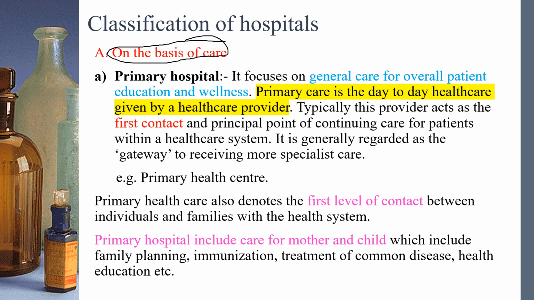If we see an example of a primary healthcare hospital, we must be very familiar with the PHC or the primary health center, which is there in every part of our country. So this primary health center is a part of primary hospital. In the primary hospitals we have various things like care for the mother and child, family planning, immunization, then treatment of some common diseases and other issues.